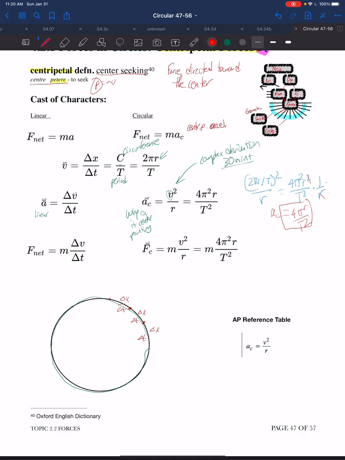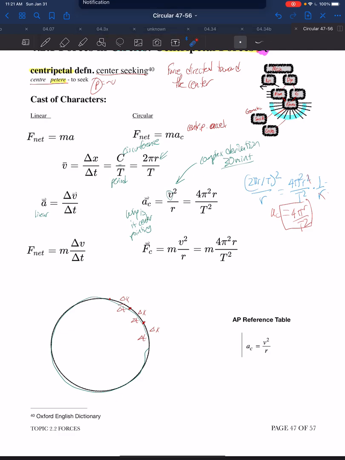Now, taking the last step, bringing us home to Newton's second law with the F net equals ma, the F net is m delta v over delta t, which is the linear acceleration. In the centripetal world, that force causing things to accelerate toward the center is called a centripetal force. And it is equal to m a c. So the mass times the centripetal acceleration, which is v squared over r, gives us m times 4 pi squared r over T squared.